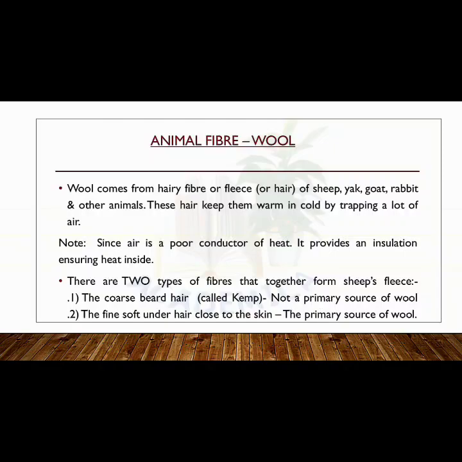There are two types of fibers that together constitute sheep's fleece. First one, the coarse beard hair, which is also called kemp. It is not the primary source of wool. And the second one is the fine, soft under-hair, right? Close to the skin. And this is the primary source of wool.